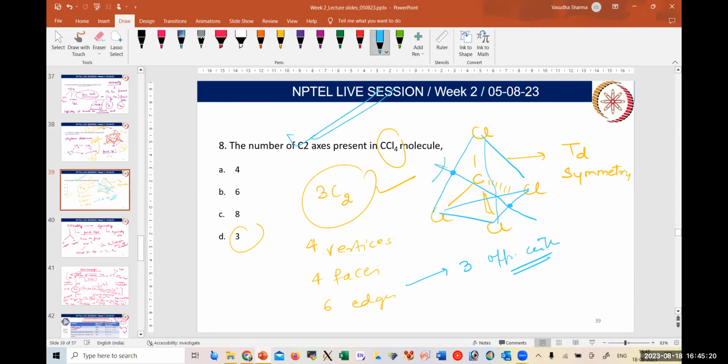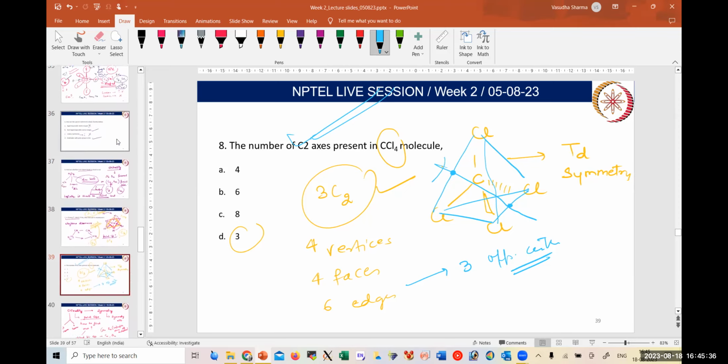So these are very important things to find the point groups, to find out whether a molecule is chiral or not. That we can simply look from the point group. So I hope you have understood it well.